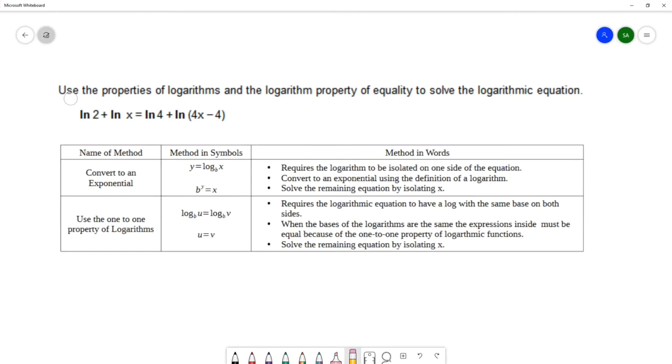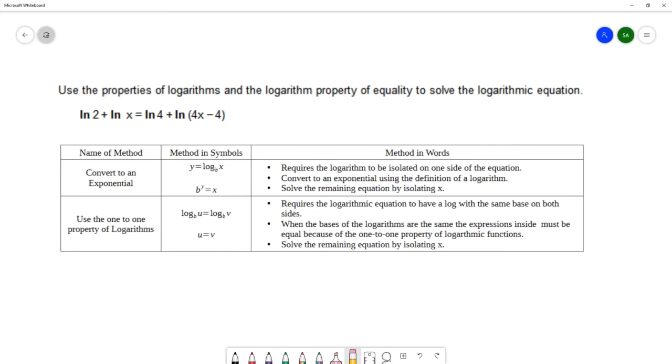On this question, we want to use the properties of logarithms and the logarithmic property of equality to solve the logarithmic equation. The equation that we have is natural log of 2 plus natural log of x equals natural log of 4 plus natural log of 4x minus 4.